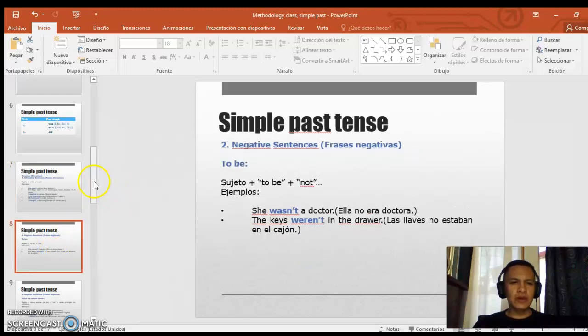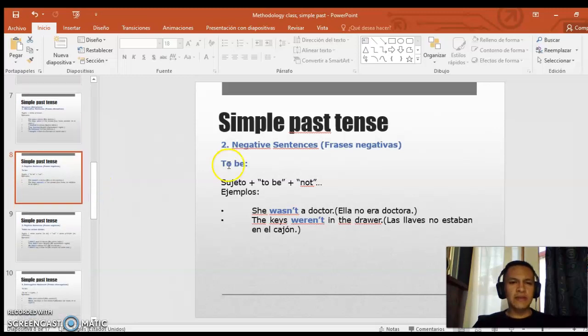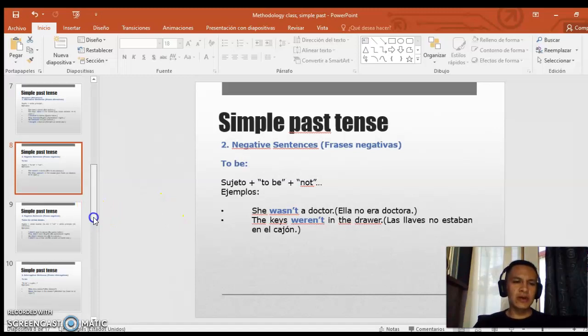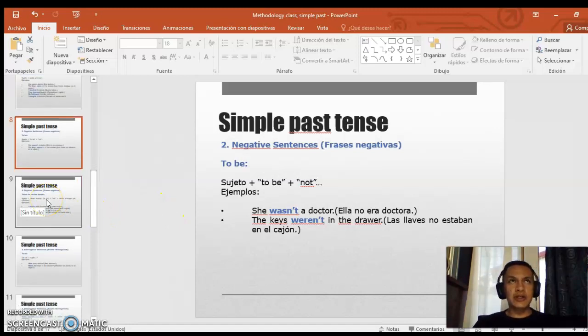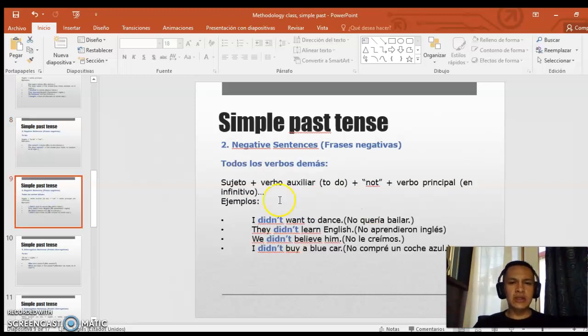Now, when we talk about the negative sentences with the verb to be, we have the structure subject, verb to be, plus not. So we can say, she was not a doctor, or she wasn't, or the keys were not in the drawer. We have to add not with the verb to be. In this case, we don't have to use the auxiliary did. How do we use it with the other kinds of verbs?